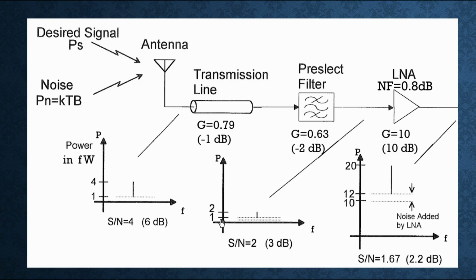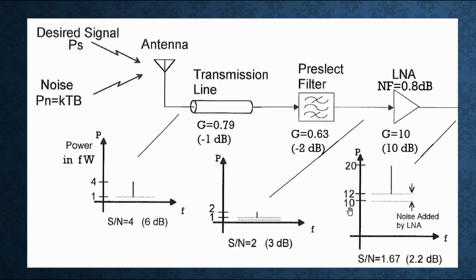Got that? Okay. So the signal to noise ratio, which was 4 coming into the antenna, is now 2 because of these losses. And that's 3 dB, and that's probably not enough to demodulate. So we've already been hurt by these guys. Now let's look at the LNA. We bought a really good LNA. It has a 0.8 dB noise figure, but it's not going to help us.